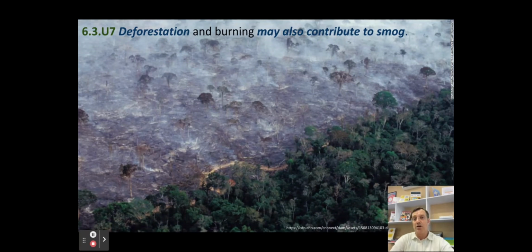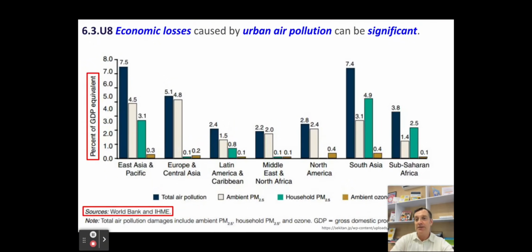You'll also get smog from things that are happening outside of cities. In several different places where I've lived, including here in Cambodia, you've got farmers who will burn the land in preparation for planting, and all of that smoke, that particulate matter, will drift into the cities and can contribute to smog, right? And smog not only has significant impacts on human health and the health of other organisms, it also has really significant economic costs.